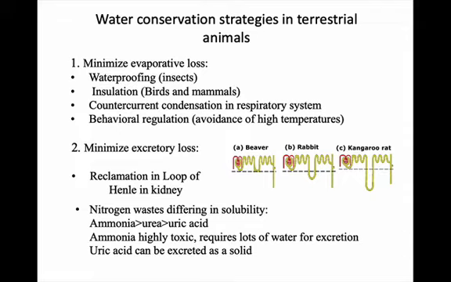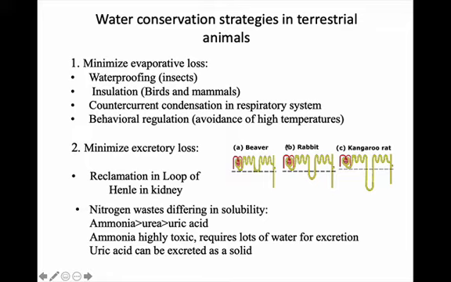Finally, animals have a luxury that plants do not. They can move. And so they regularly do move to seek out environments that minimize their water stress. Now, in terms of dealing with nitrogen wastes, there are really 2 strategies. You can reclaim water through the kidney or through the analogous structure in insects. Or you can choose a nitrogen waste product that uses either lots of water or very little water to be eliminated from the body. So first let's look at the reclamation of water in the loop of Henle.